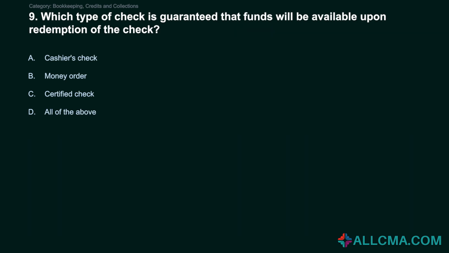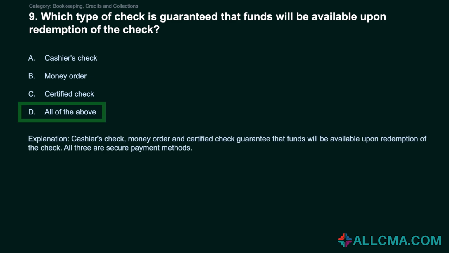9. Which type of check is guaranteed that funds will be available upon redemption of the check? A. Cashier's check, B. Money order, C. Certified check, D. All of the above. Correct answer, D, all of the above. Cashier's check, money order and certified check guarantee that funds will be available upon redemption of the check. All three are secure payment methods.